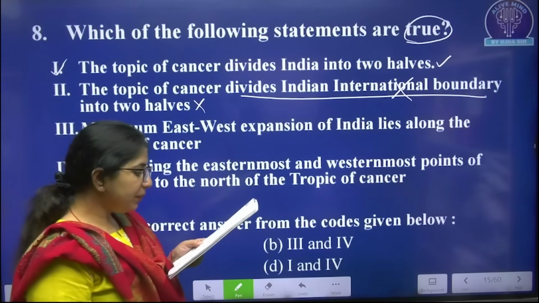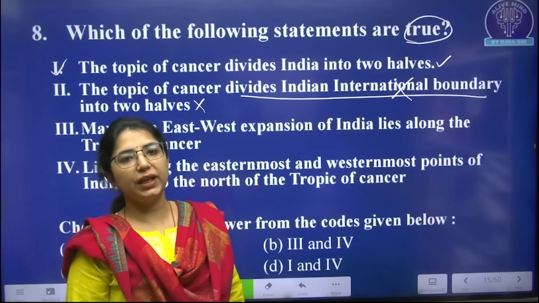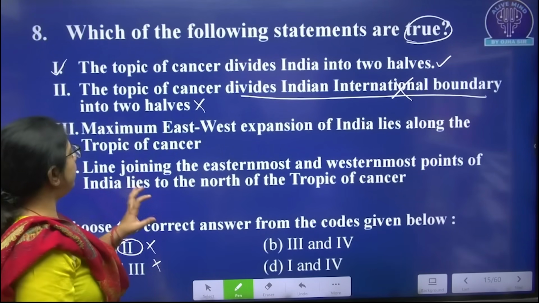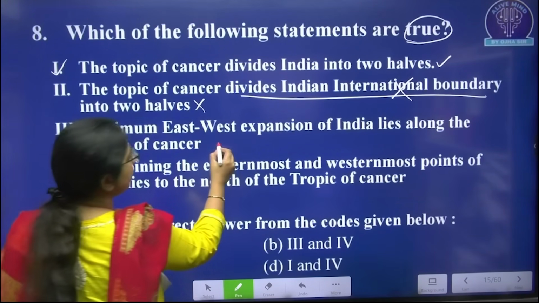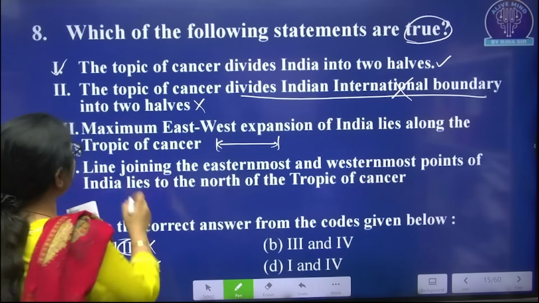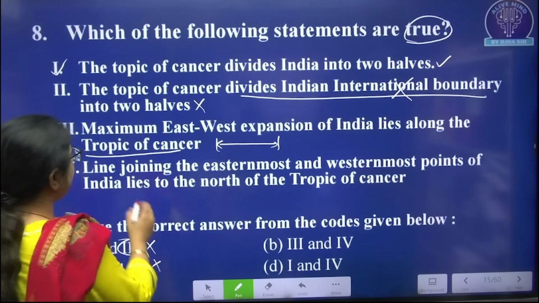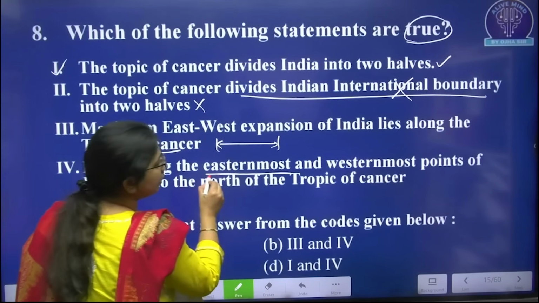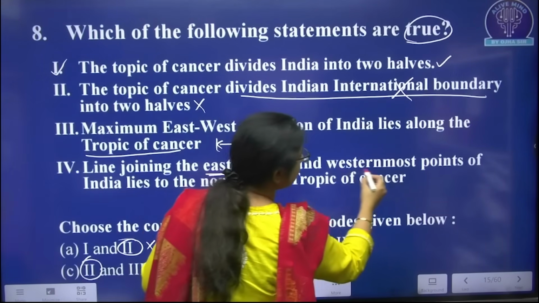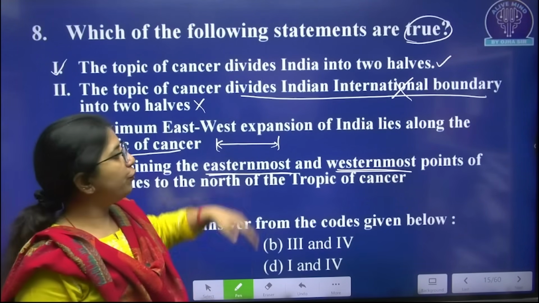Then, is the maximum east-west expansion of India lies along the Tropic of Cancer? Just read both the options very carefully. They have written that the maximum east and west expansion of India lies along the Tropic of Cancer. And then the other option, the line joining the easternmost and the westernmost points of India lies to the north of the Tropic of Cancer. They have framed the same fact in two different ways.